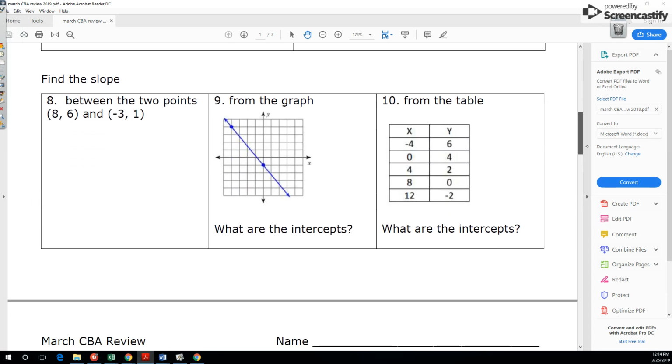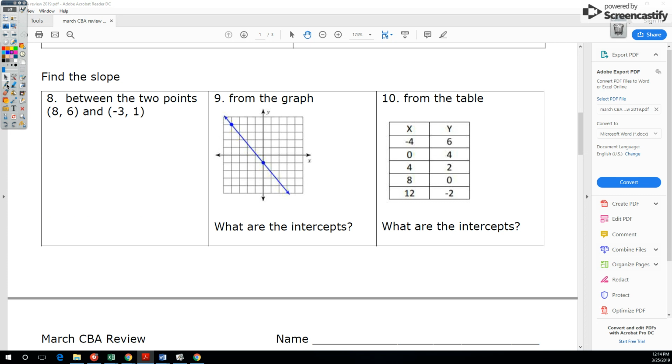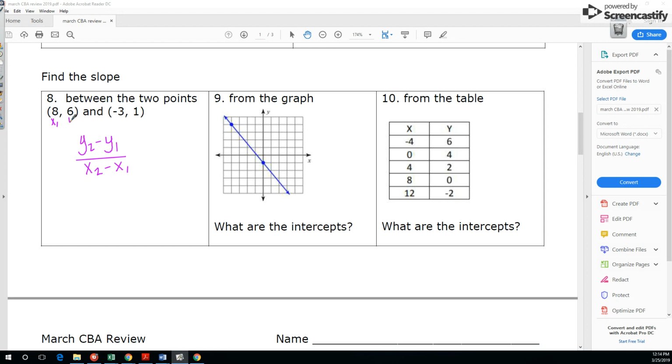Okay, slope. Find the slope between the 2 points. So I'm going to use my slope formula: y2 minus y1 divided by x2 minus x1. This is x1, y1. This is x2, y2.